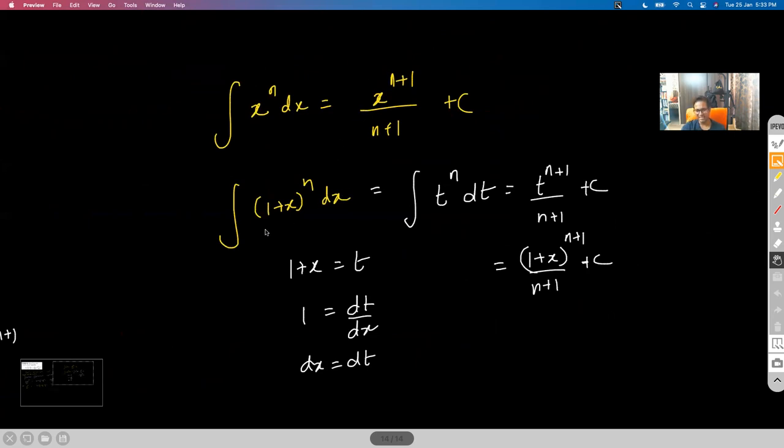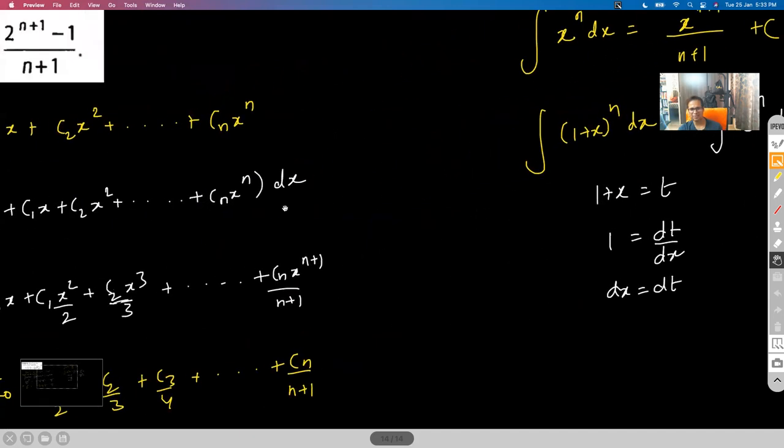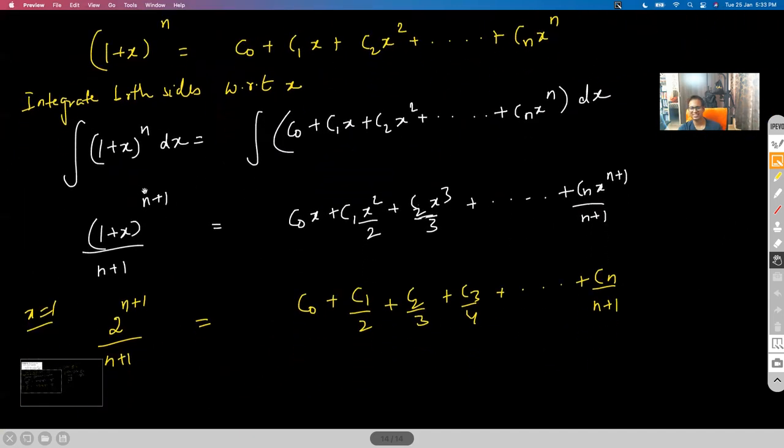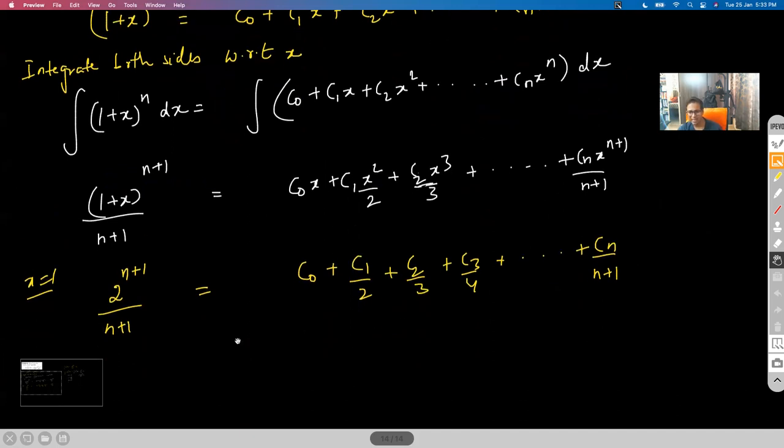Okay, now this result which I have used, and I have put x as 1, I ended up getting this. So what is the mistake here which I am making? It's not a mistake in this answer, but there is something which I'm missing out. I would like to know from you.